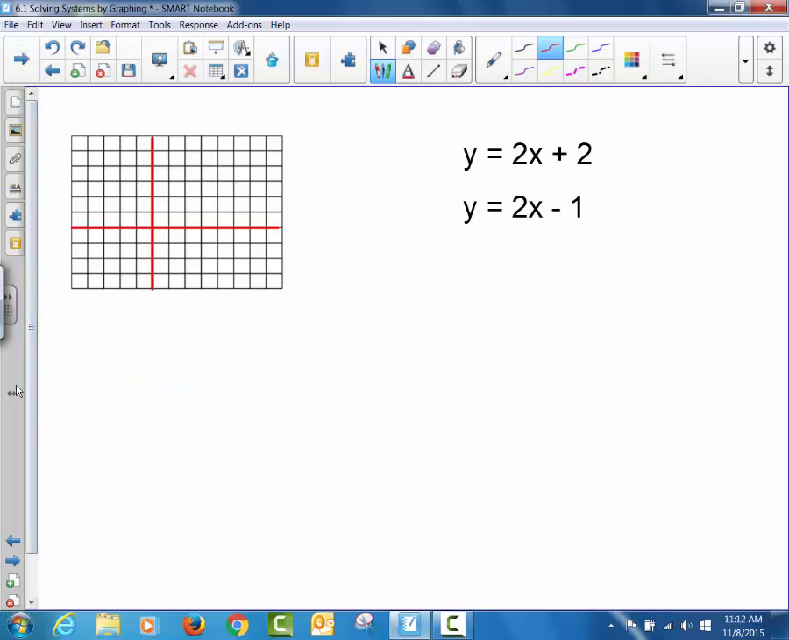Alright, let's try this one. y equals 2x plus 2 and y equals 2x minus 1. You may already notice something. I don't know if you did, but you might have already noticed something. You'll see it whenever we graph this. If you didn't, y equals 2x plus 2. 2 is the y-intercept, so we put a dot here at the 2. And then our slope is 2 over 1, so we go up 2 and over 1, up 2 and over 1. We can go down 2 and over 1, down 2 and over 1, and draw our line.